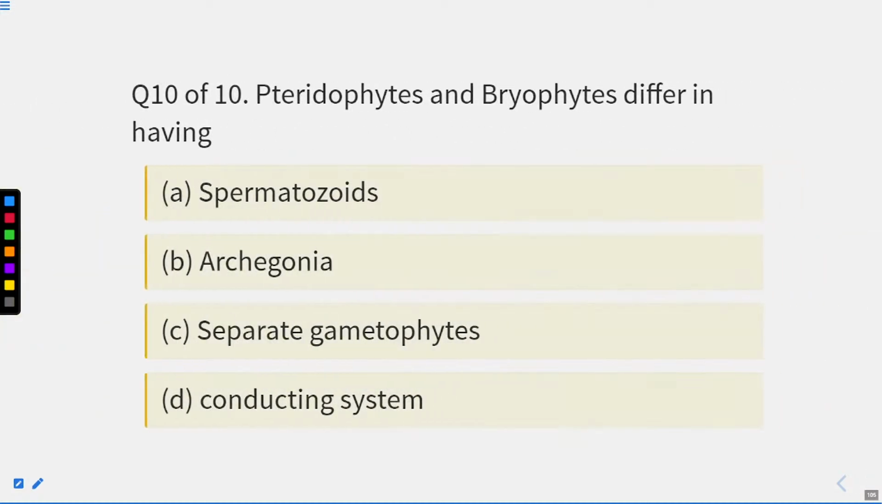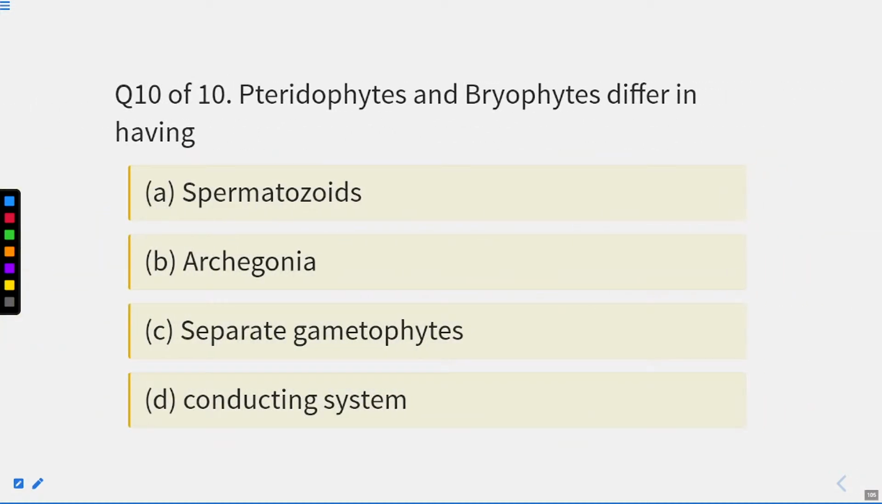Next question. Pteridophytes and bryophytes differ in having spermatozoids, archegonia, separate gametophytes, conducting system. So these are some of the questions that you can practice and we can discuss later. You can give the answers. Okay. So this is all about the plant kingdom for the bryophytes and pteridophytes. Gymnosperm and angiosperm we are going to discuss tomorrow.